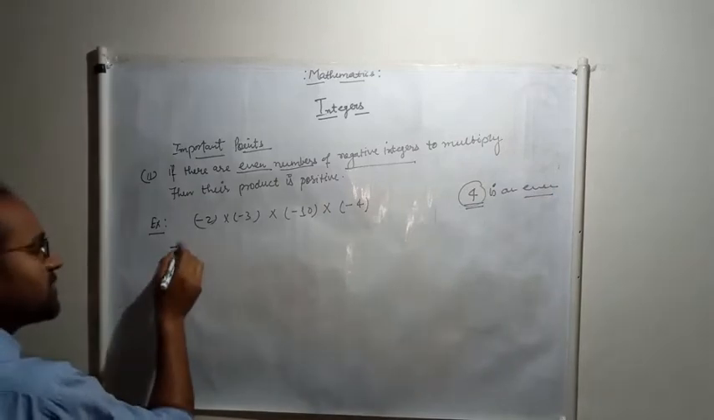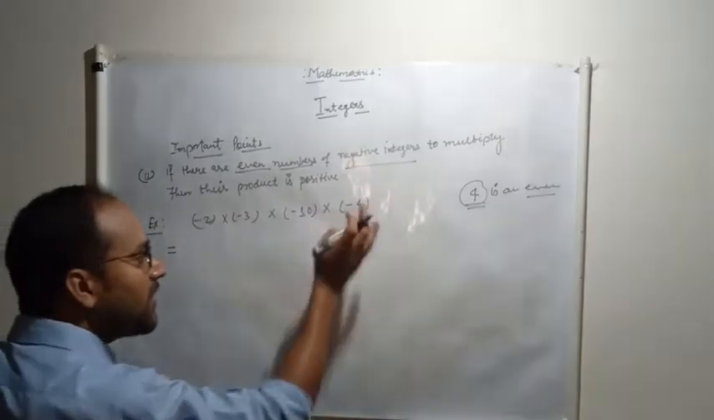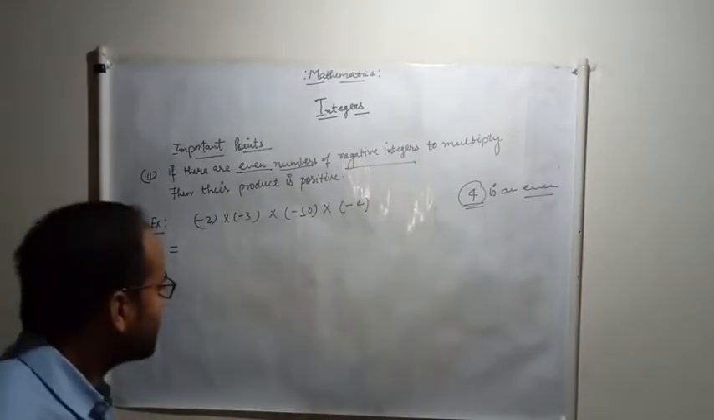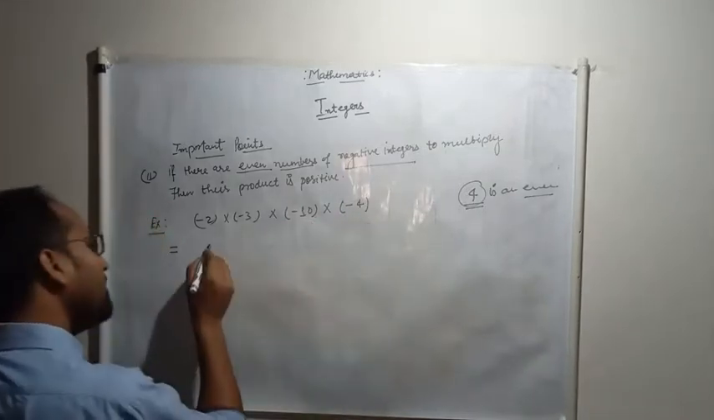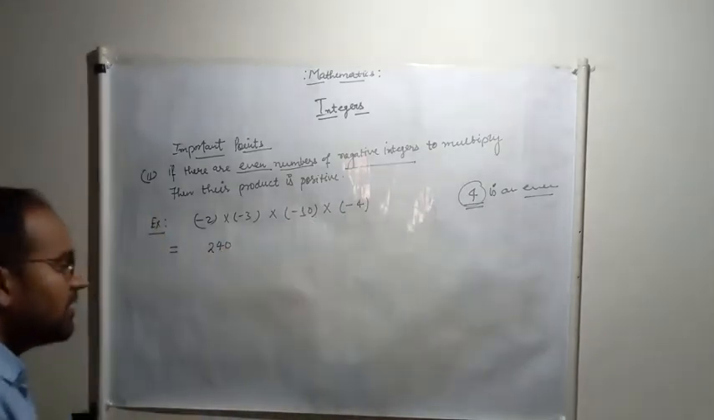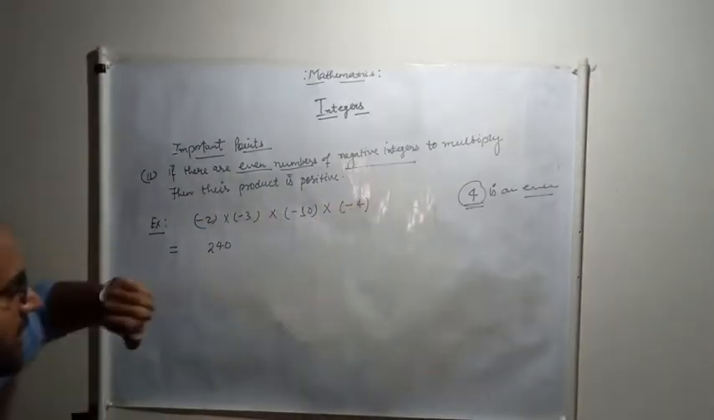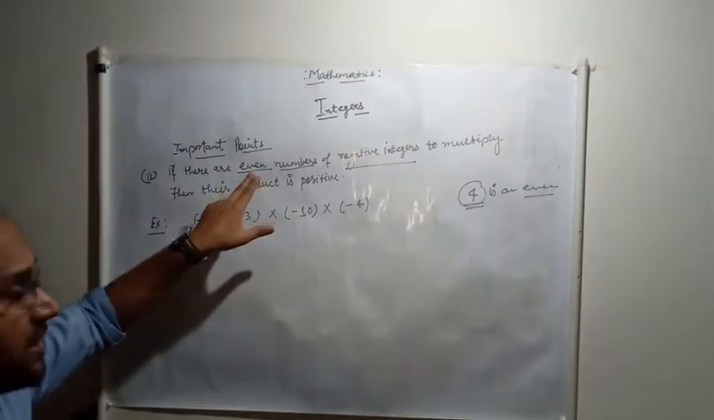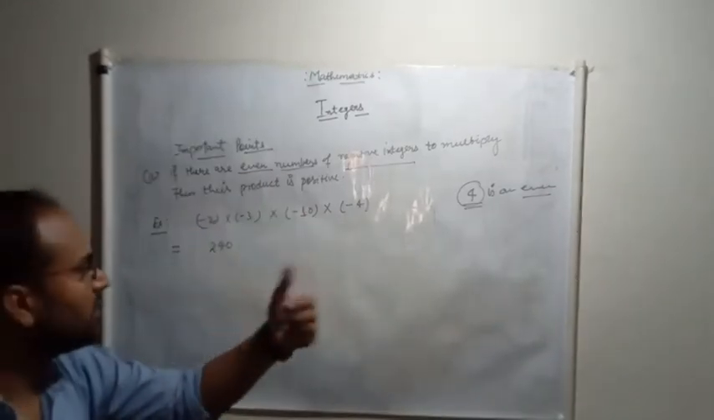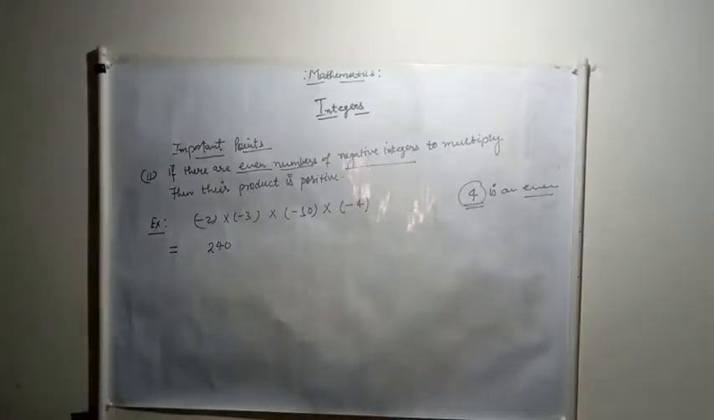So if you multiply this, no need to do the signs one by one. Directly multiply the absolute values of the integers and write it here. 2 3s are 6, 6 10s are 60, and 6 4s are 240. Without any problem, you directly multiply the absolute values of the negative integers and write it there. If the count of negative numbers you are multiplying is even, here 4, multiply the absolute values and you will get the positive product.